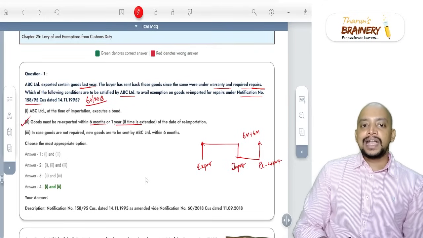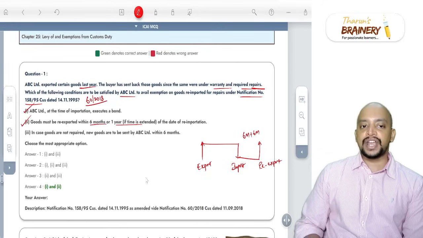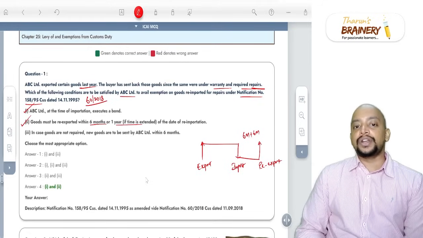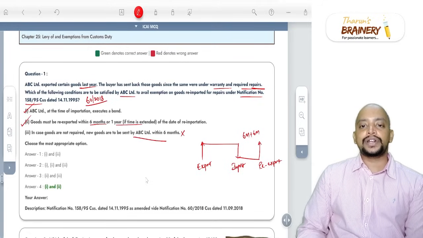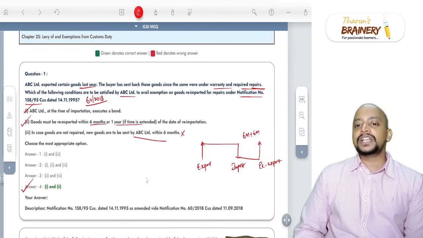That's correct. And ABC at the time of importation executes a bond that the goods are re-exported. If in case the goods are not repaired, new goods are to be sent. No new goods. This is not the correct condition. Only 1 and 2. And also this is also their export to import.